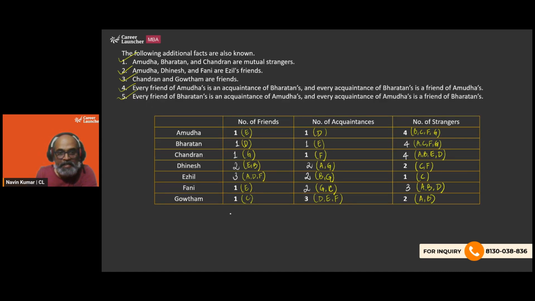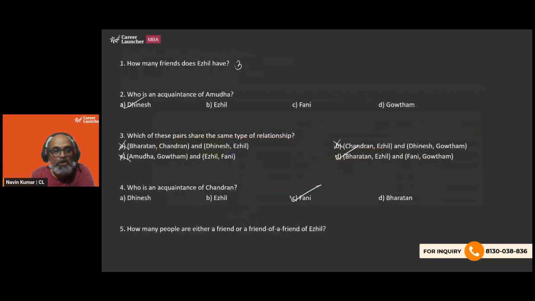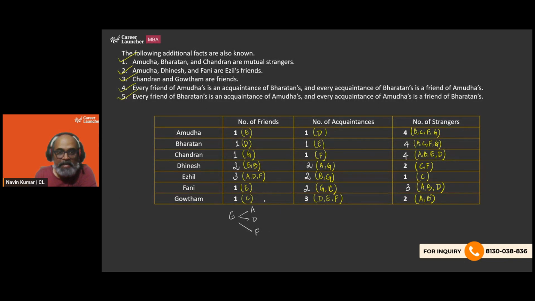How many people are either a friend or a friend of a friend of E? So if you look at E, E has got 3 friends, which are A, D, and F. Right? So question asked is how many people are either a friend? So we have got 3 friends or a friend of friend. Now A has got a friend who is back to D. D has a friend who is A, obviously, and G. So we do not get any new friend of friend.